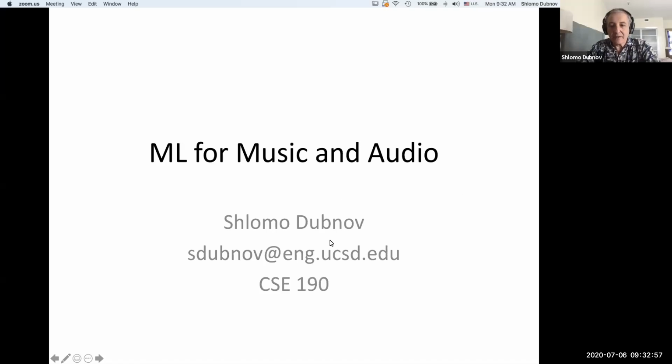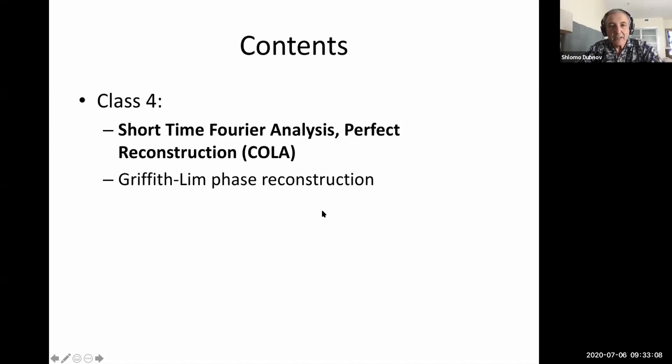So this is our class number 4 in terms of the syllabus. We want to talk about something that appears also in the first assignment, and this is the Griffin-Lim. That's the second part. But before that, I would like to talk a little bit about how to invert and perfect reconstruction, conditions for inverting short-time Fourier analysis back to the signal, which is an important theoretical concept.